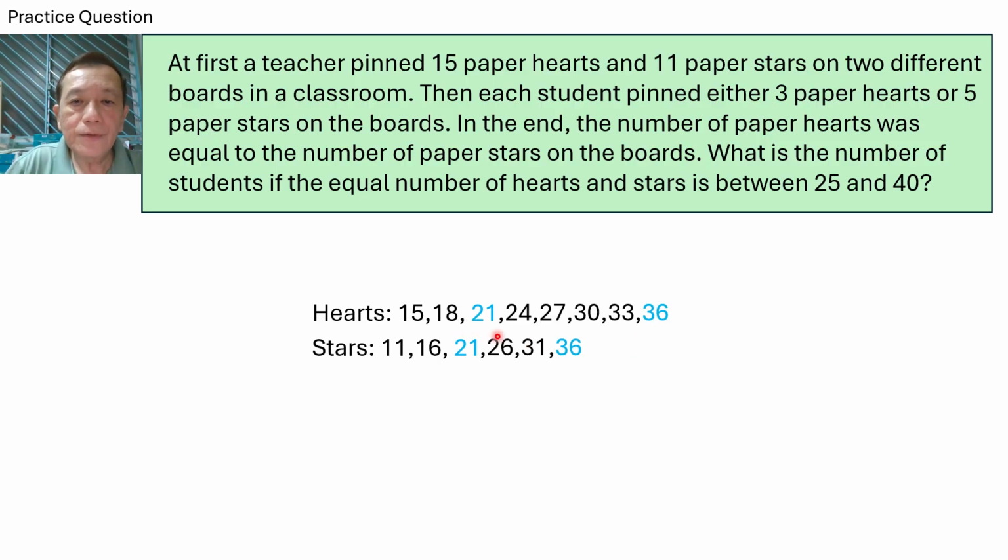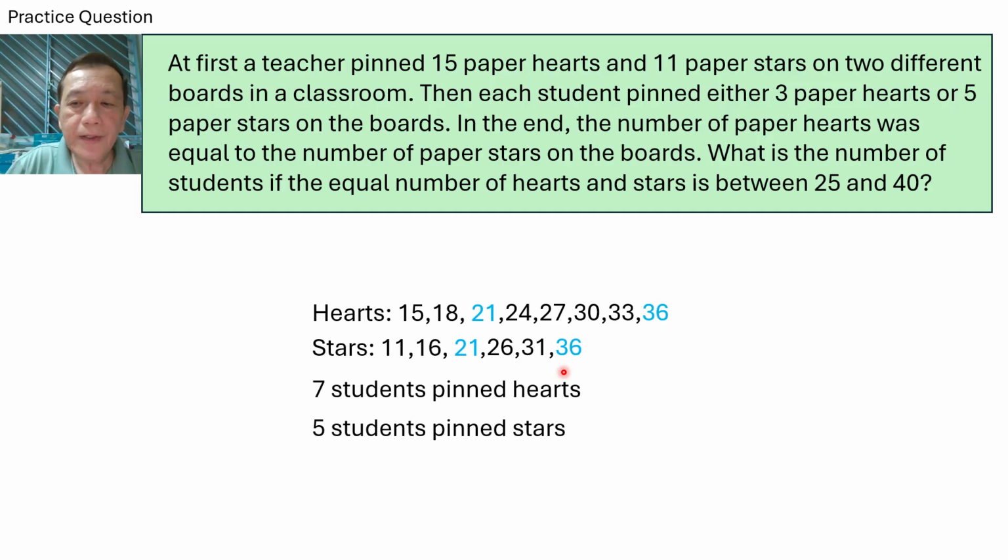1, 2, 3, 4, 5, 6, 7. 7 students pin hearts. 1, 2, 3, 4, 5. 5 students pin stars. So the number of students is 7 plus 5 equal 12.